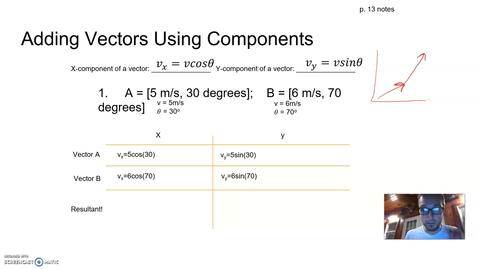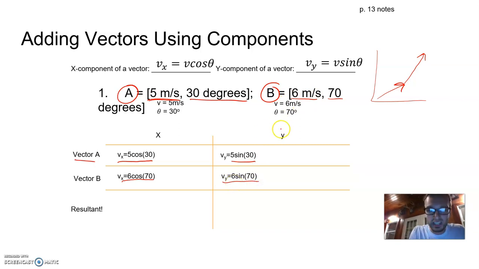The first thing you want to do, remember our picture that we just went through, is organize everything and break your vectors A and B into their x and y components. So that's why I set up the table the way I did. Look, this is telling us vector A's x component is going to be determined by its magnitude times cosine of 30. The vector B is going to be determined by its magnitude times cosine of 70. The y components of the vectors are going to be y sine. 5 sine of 30 would get you the y component of vector A, and 6 sine of 70 would get you the y component of vector B.